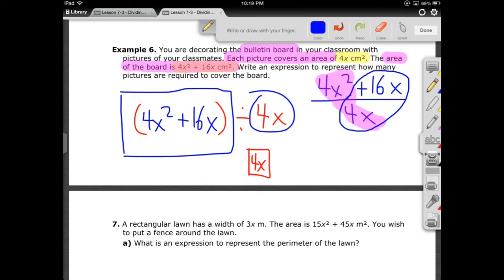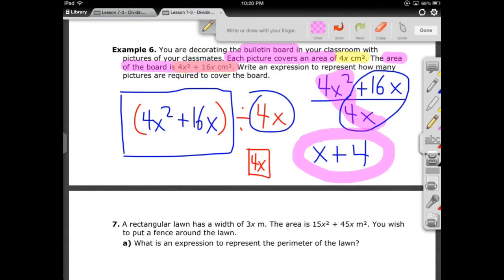So what do we have? Well, if we look at 4x squared divided by 4x, what we have is x. 4 divided by 4 is 1. X squared divided by x is just x. Plus 16 divided by 4 is 4. X divided by x cancels. Our answer turns out to be x plus 4.